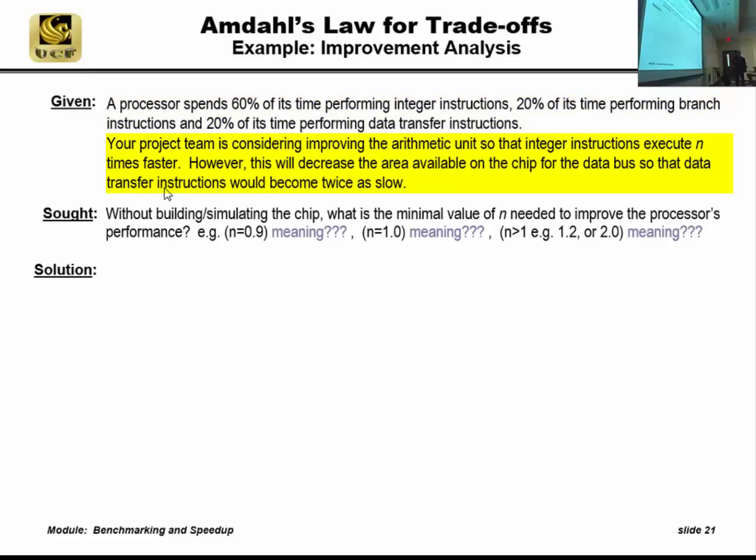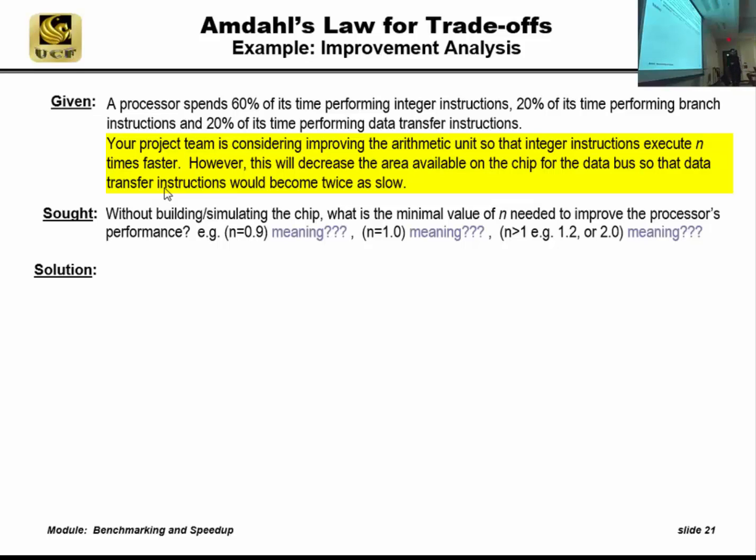Here's one processor that spends 60% of its time on integer operations. Your project team is considering improving the arithmetic unit. So now I'm taking this to the next level. I saw this in a real case working with a company about 5 or 6 years ago. There's always a cost to making an improvement. We saw an example before: we have a limited budget.